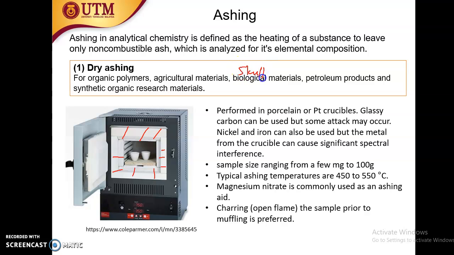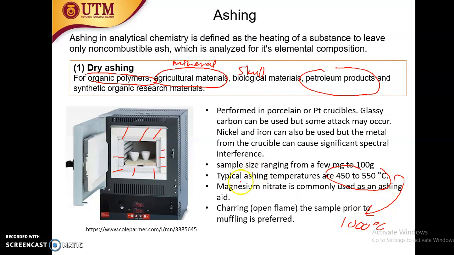In this case, coal is made out of a lot of calcium and so on, and agricultural materials and minerals are hard to be digested by using normal wet digestion. It can also be used for organic polymer and also petroleum products. And it's usually using temperature between this and can be up to 1000 degrees C.